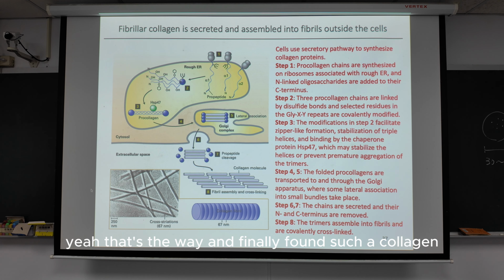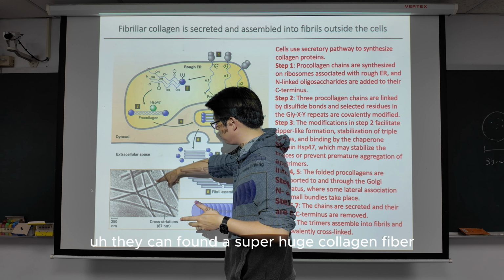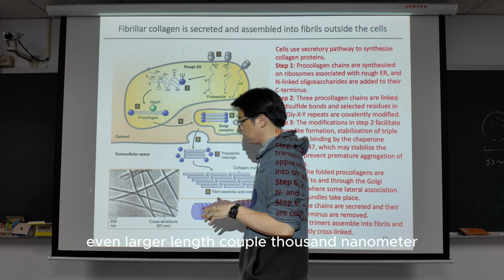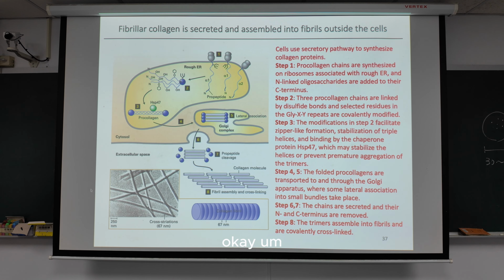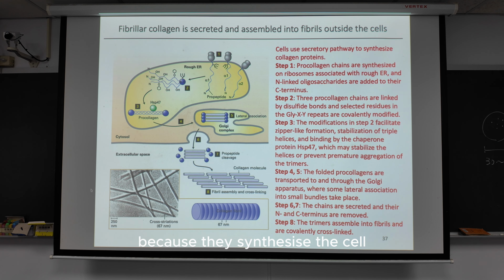Okay, that's the way. And finally they can form a super huge collagen fiber, even larger than a couple thousand nanometers. Usually the diameter of one mammalian cell is like 10 to 20 micrometers. So the collagen can be larger because the cell synthesizes the building block, and after releasing to the extracellular space, they assemble outside the cell.